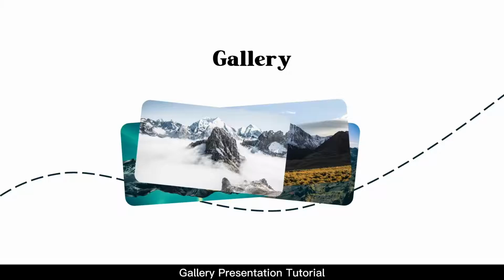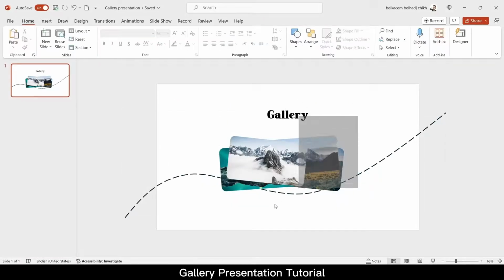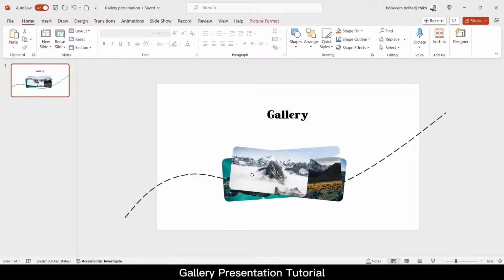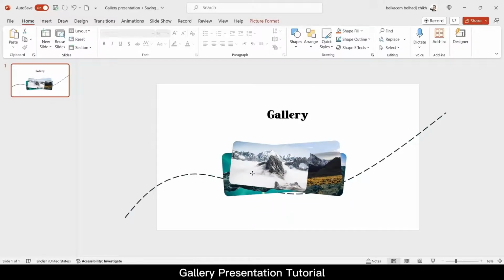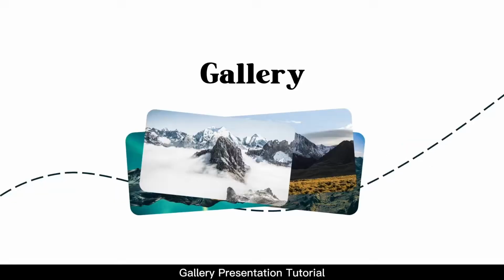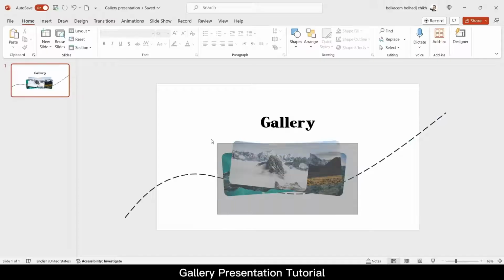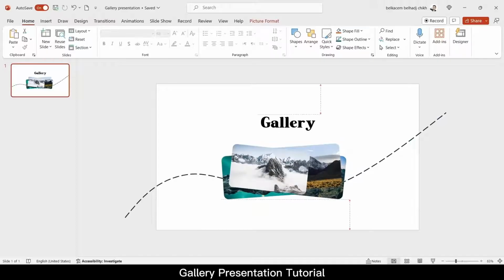So let's preview it. I think it needs some adjustments. The title is a bit small. Let's make it bigger and reposition the pictures. So let's change the size of the title to a greater number. Then see. So I think the pictures need to go down a little bit.